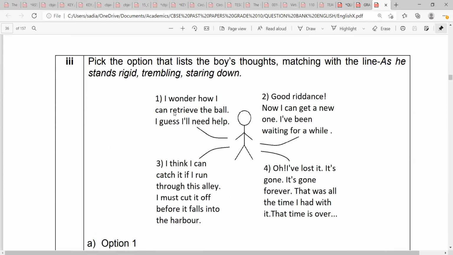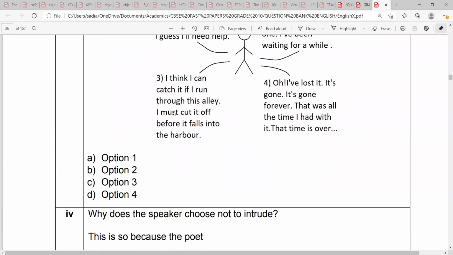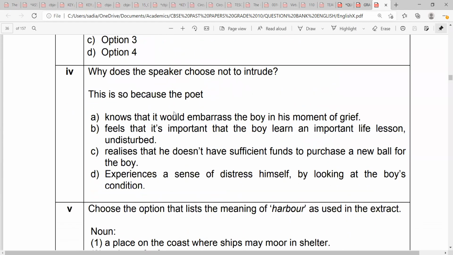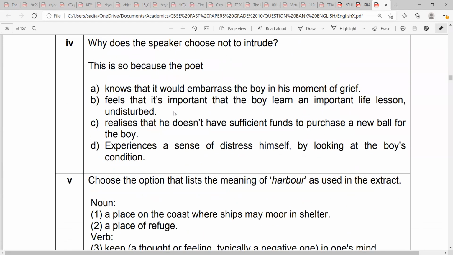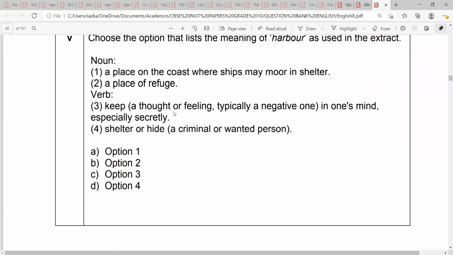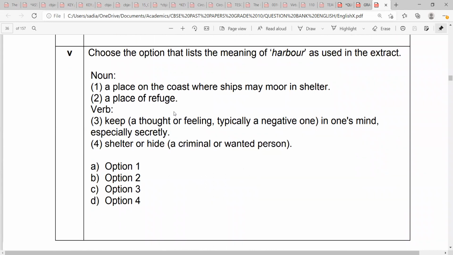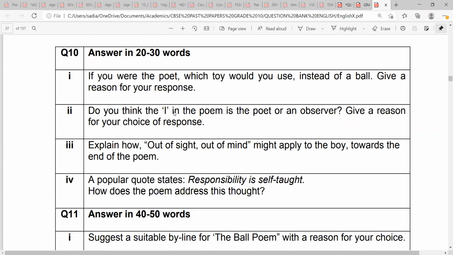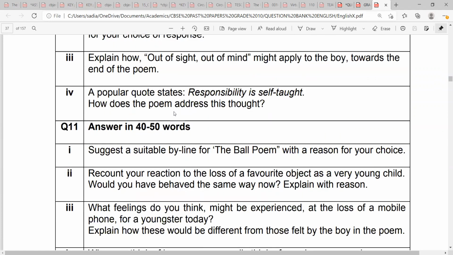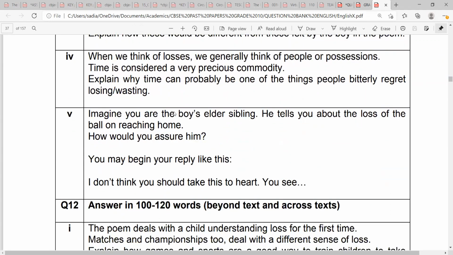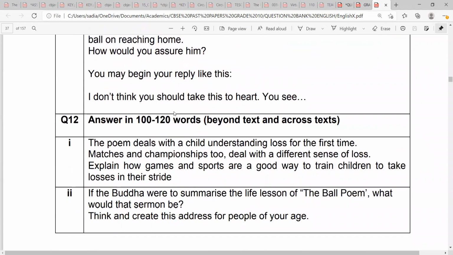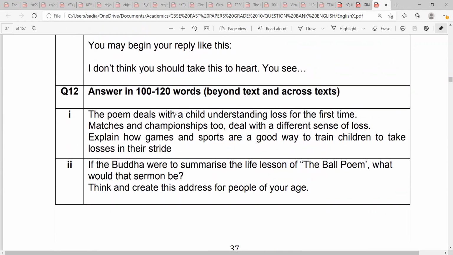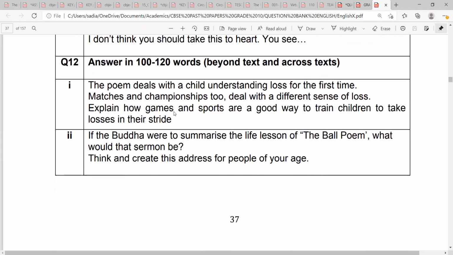Look at the question, look at the diagram, the mind map. Get the next question, pause and read the question. And now let us proceed to 20 to 30 words questions and 40 to 50 words questions. And then we have the extrapolated 100 to 120 words, which are beyond the text and across the text.